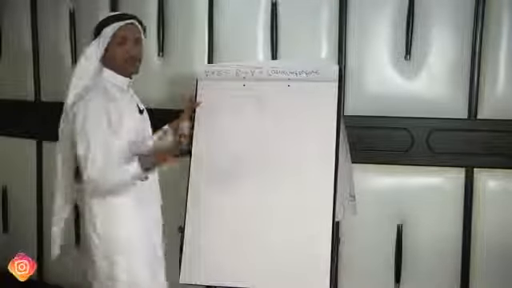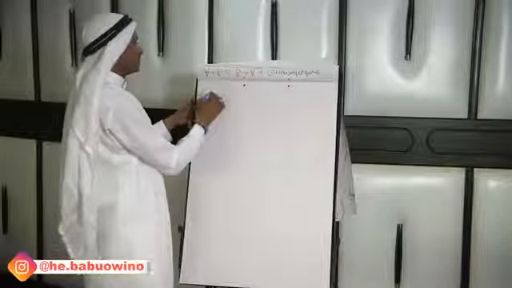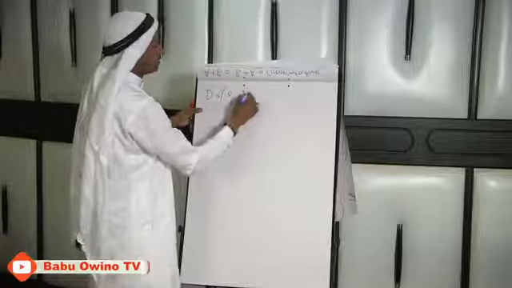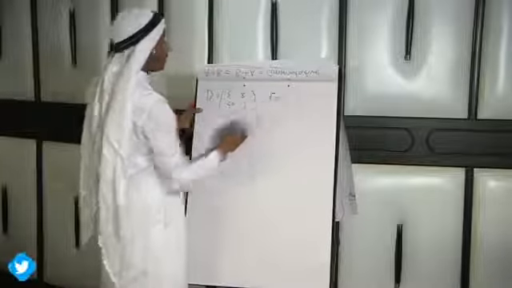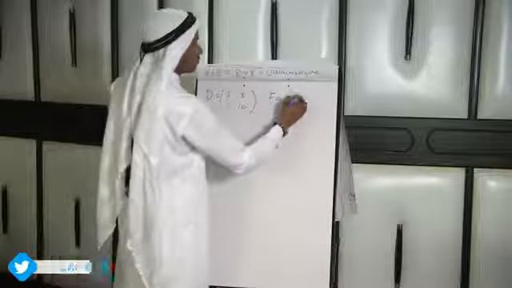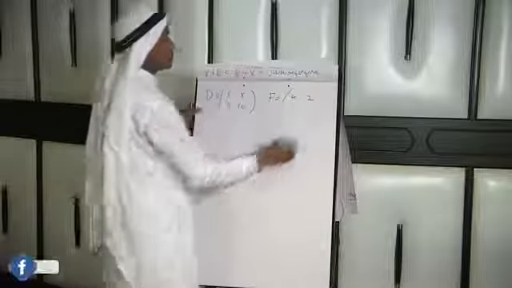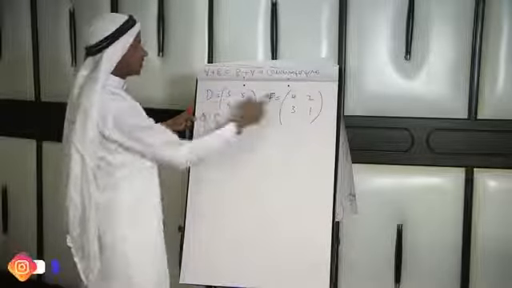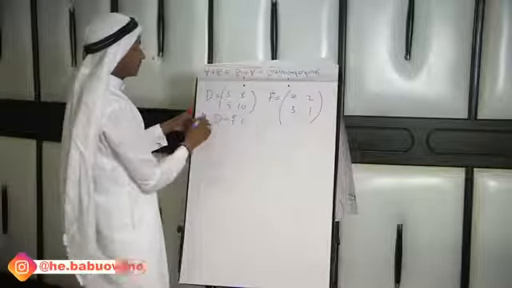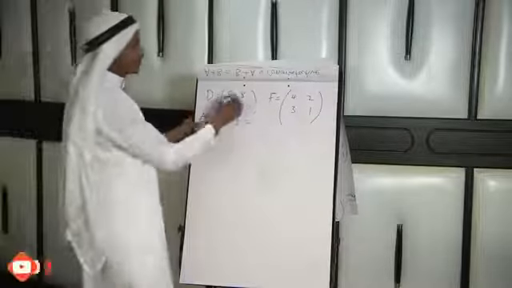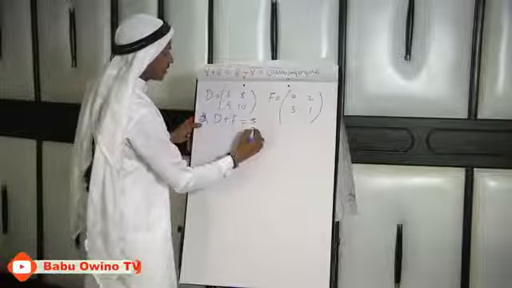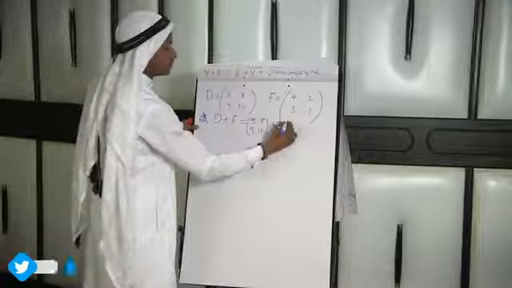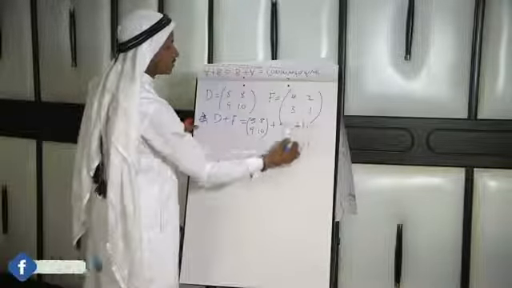Let's take another example of adding. Let's say we have matrix D equal to 5, 8, 9, 10, and matrix F equals 4, 2, 3, 1. What is D plus F? D plus F, you first of all start by writing matrix D, which is 5, 8, 9, 10, plus F is 4, 2, 3, 1.